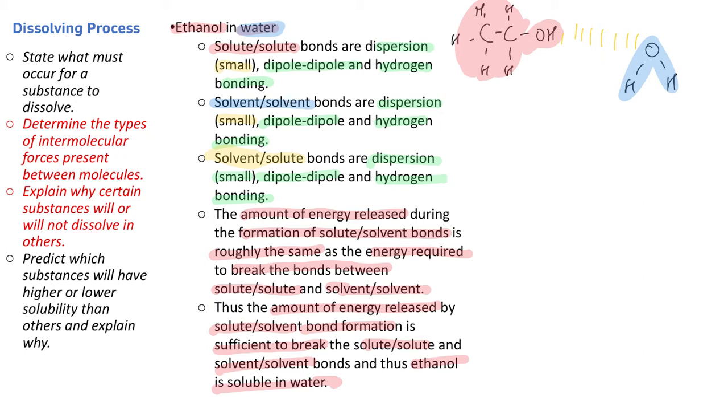Okay, so those bonds' strength is roughly the same, so the energy released is roughly the same as the energy required to break. Okay, so the important ideas here are that you've listed out these different types of intermolecular forces between solute-solute, solvent-solvent, and solute-solvent. You've made a description of the bond strength and thus the energy that's released during bond formation and the energy that is required during bond breaking, and how they're roughly equal or not equal. All right, let's have a look at another example.